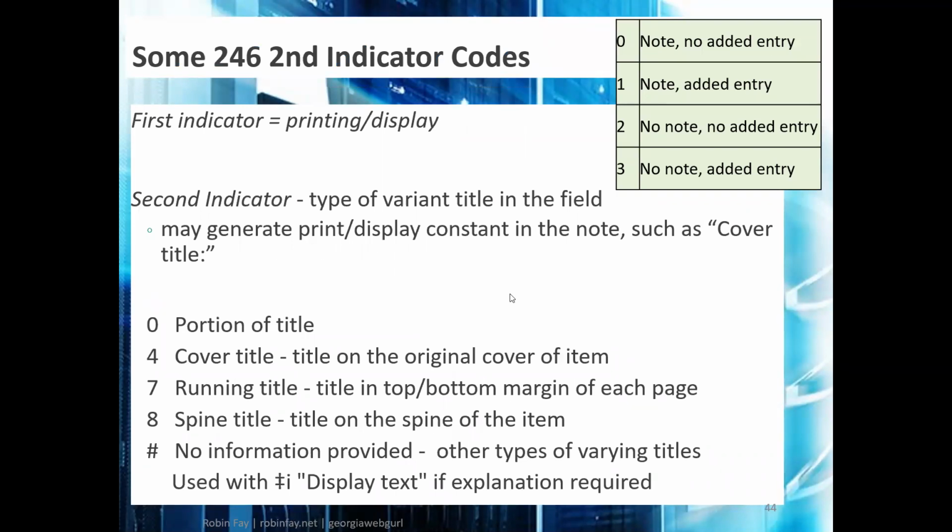246, I've given you lots of indicators, and no note. Note means that I'm going to add a note as part of this. So I'm going to choose one of these things like for, and then I'm going to give additional information for that second indicator. So first indicator tells you whether or not you're going to use a second indicator with a note. So for example, the one note added entry, that means I would be using a 1, and then I'm going to use like spine title, and it's going to print or show title on spine or something like that.